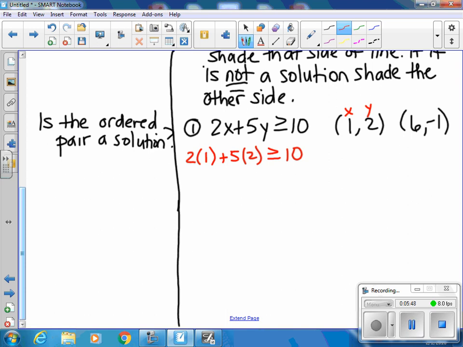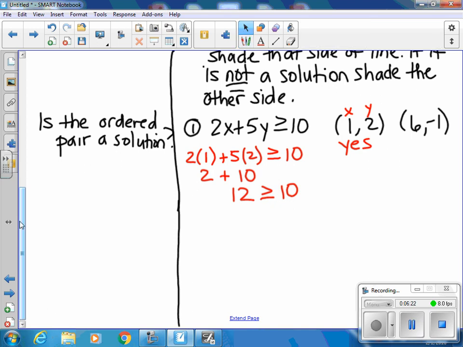Right? So if I follow order of operations, 2 times 1 is 2, 5 times 2 is 10, 2 plus 10 is 12. Is 12 greater than or equal to 10? We say yes, so that is a true statement. So because it is a true statement, the ordered pair (1, 2) is a solution, right? This is where you can have a whole bunch of solutions because it's not an equal sign. With an equal sign, you can only have one, right? But with an inequality sign, you can have a whole bunch of them, because as long as it makes the inequality true, then it'll work.